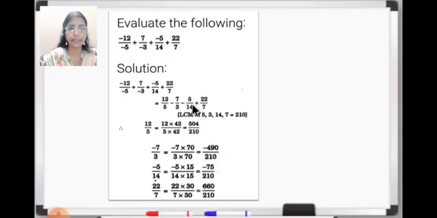Now we'll take the third rational number, that is minus 5 upon 14. Here you can see in the denominator 14 is there. So when you multiply 14 by 15, you will get 210. Same way here in the numerator also minus 5 will be multiplied by 15. So you will get minus 75 upon 210.